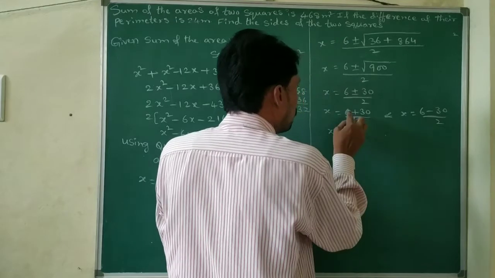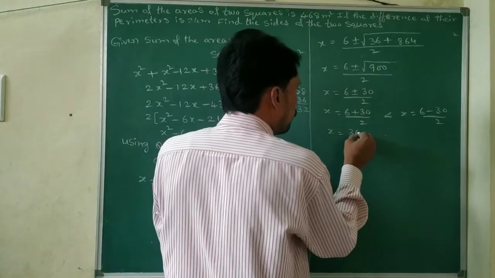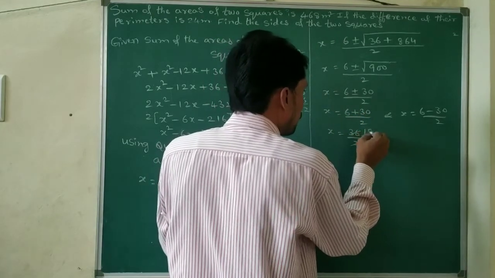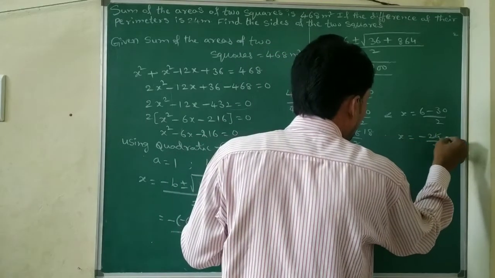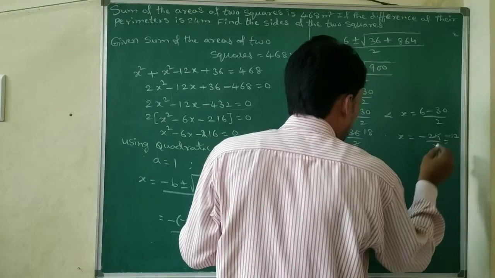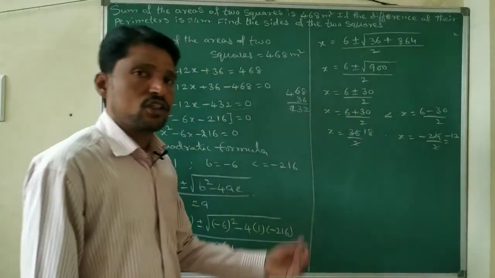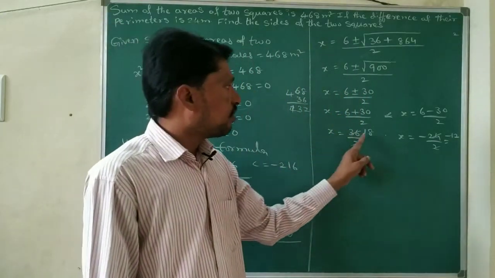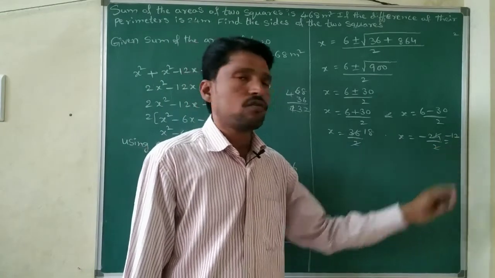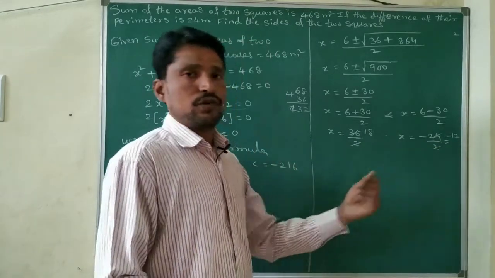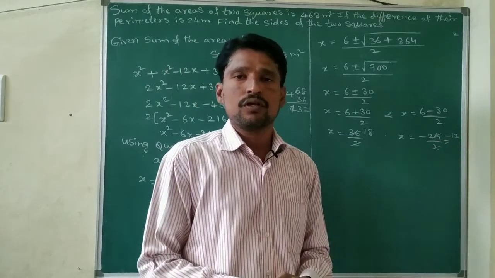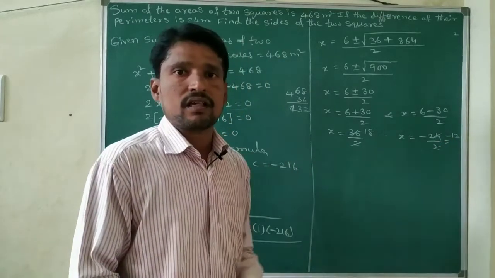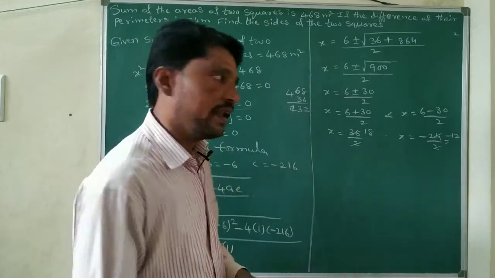So x equals 36 by 2, which is 18. And x equals minus 24 by 2, which is minus 12. So we got x equal to 18 and x equal to minus 12. Which one do we need to take? x cannot be negative, because measurements are always taken in the positive direction.